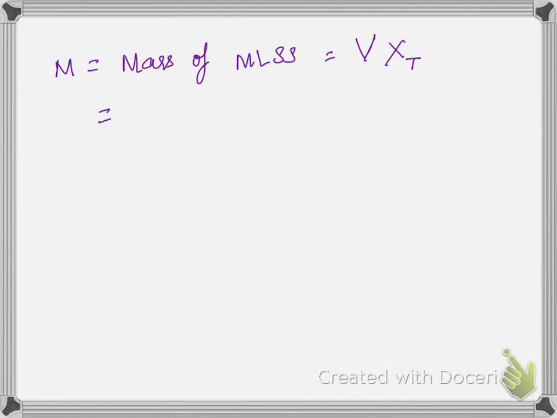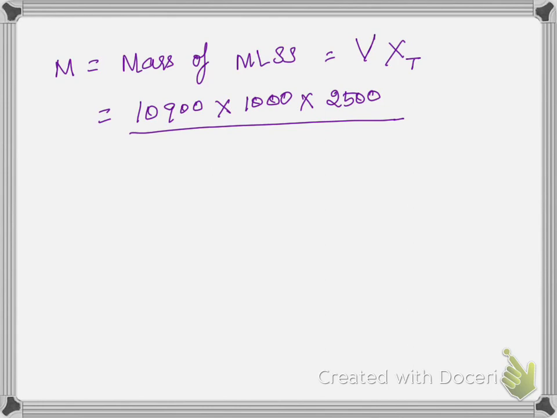So the V value is nothing but my volume of the aeration tank. Again, this is in meter cube, so I am converting it into liters, that is into 10,000. The MLSS value is given in milligram per liter, that is 2500. If I multiply this, I will get the answer in milligram. In order to convert this into kilogram, I am dividing it by 10 power 6. So I will get my M value as 27250 kilogram.